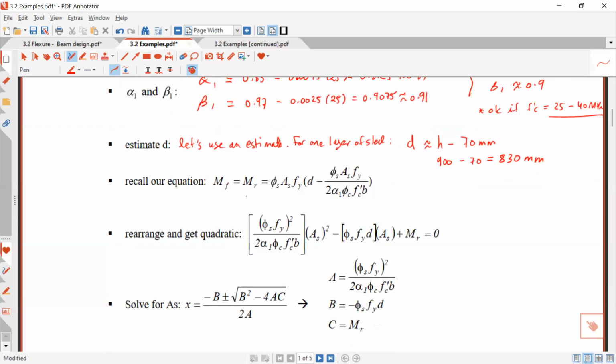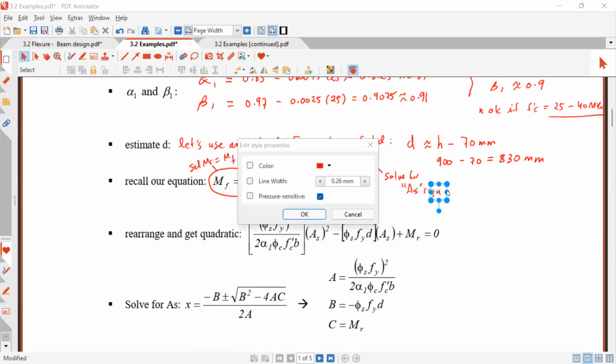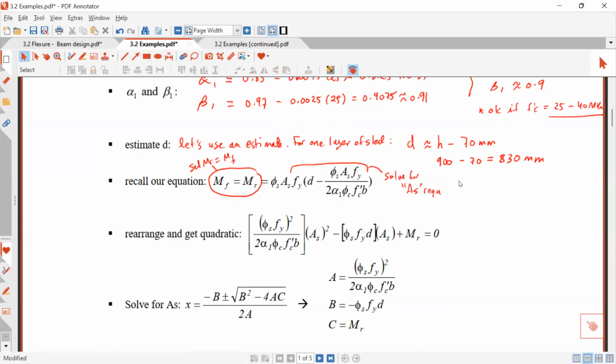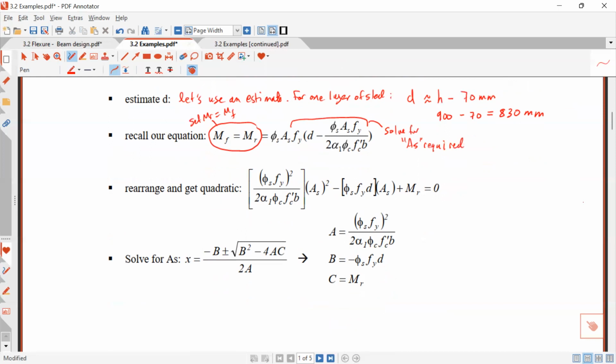Next, we're going to recall our equation. We're going to set MR equals to MF, and then here, we're going to solve for AS required. Okay, so we're going to rearrange. We're going to end up with this quadratic here.